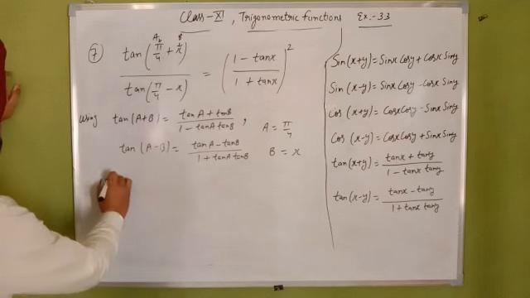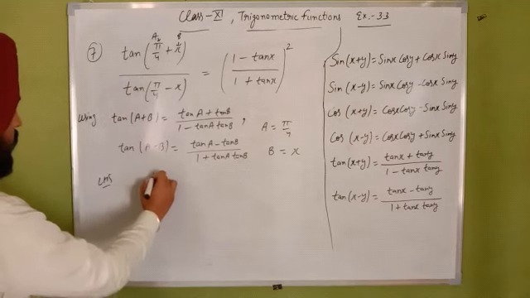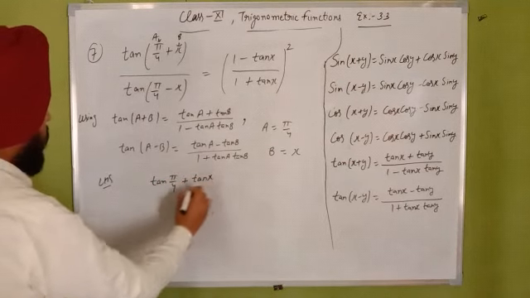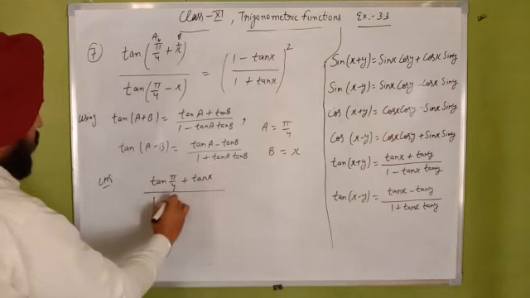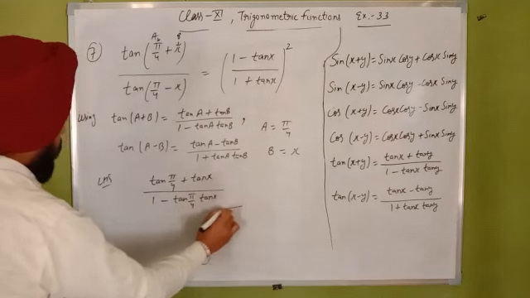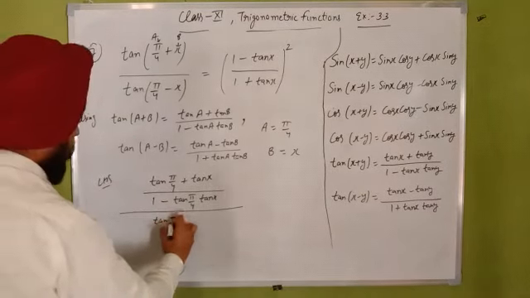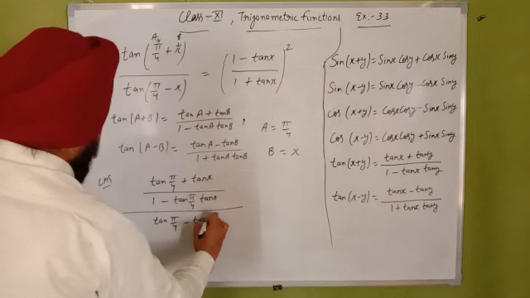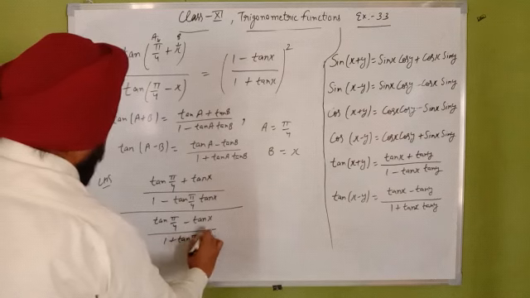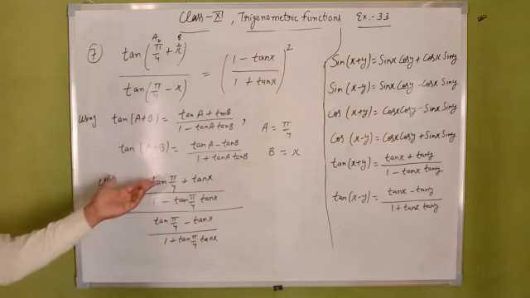So the left hand side is here tan(pi/4 + x), which can be written as (tan pi/4 + tan x) upon (1 - tan pi/4 into tan x), and tan(a - b), that is (tan pi/4 - tan x) upon (1 + tan pi/4 into tan x). Clear? Now we have to put the values of pi/4 there.